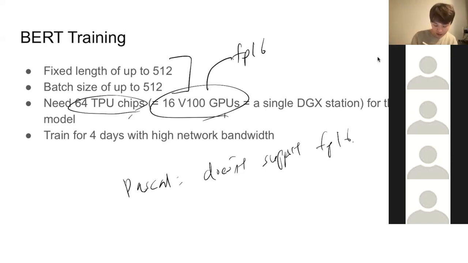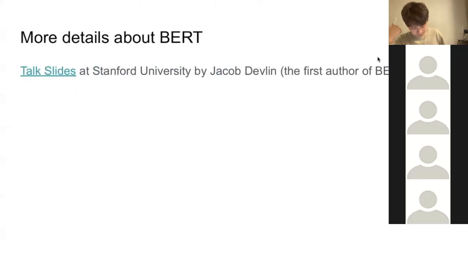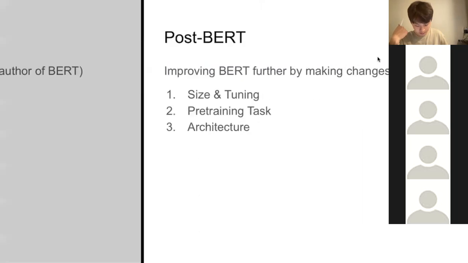Then they trained this TPU cluster for 4 days with very high network bandwidth. That's what I mean by you need something faster than Ethernet 10 gigabits, and that's what they had in Google back then. I actually advise you to take a look at the talk slides, it's very detailed. I did not try to discuss this in this lecture because you can just take a look, and probably now you are more capable of understanding what Jacob Devlin, the first author, is talking about in this talk.